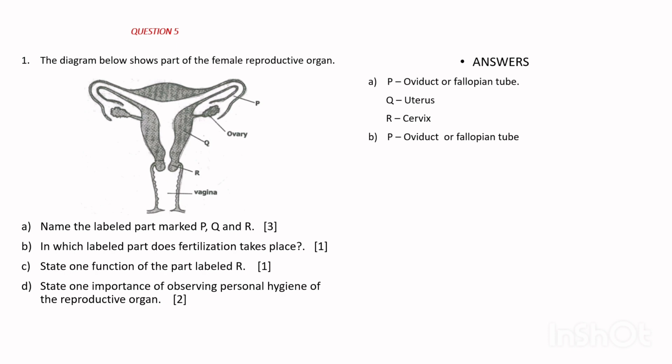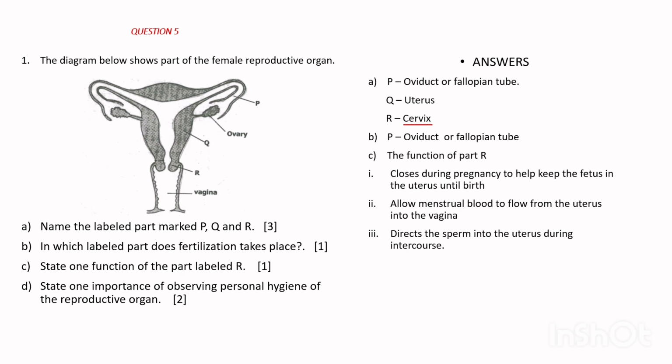We move to question C. State one function of the part labeled R. So we know that the part labeled R is the cervix, of which I gave the function in the first or second unit. I said that it provides mucus, which helps in lubrication during sexual intercourse. The function of the cervix is to provide mucus, which helps in lubrication during sexual intercourse.